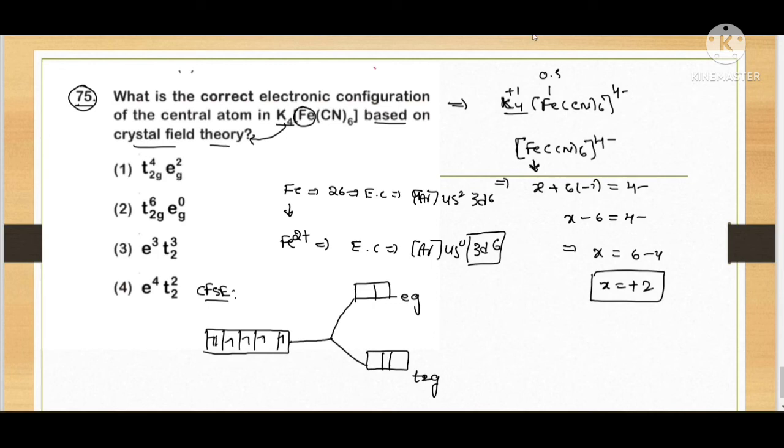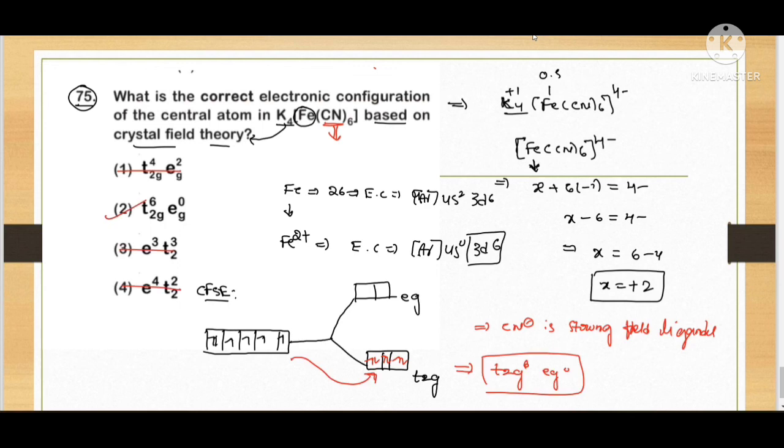Due to the presence of a strong ligand field, these 6 electrons are paired off in the t2g orbitals only. Why? Because CN- is a strong field ligand. So t2g6, eg0 electrons. So option 2 is our correct answer.